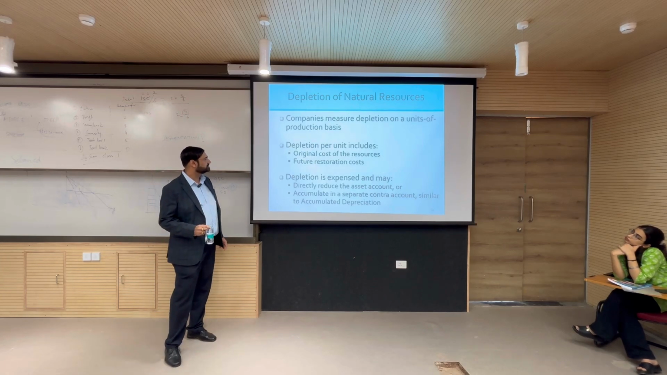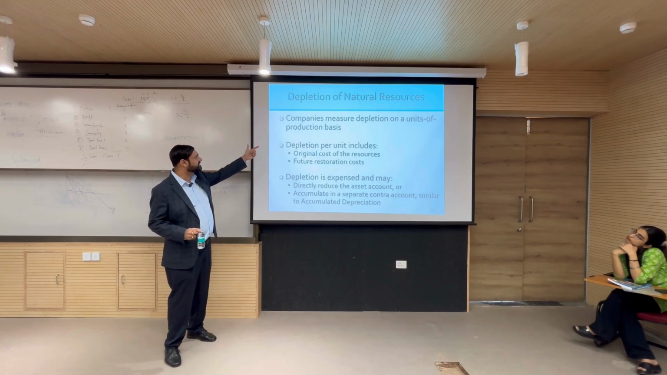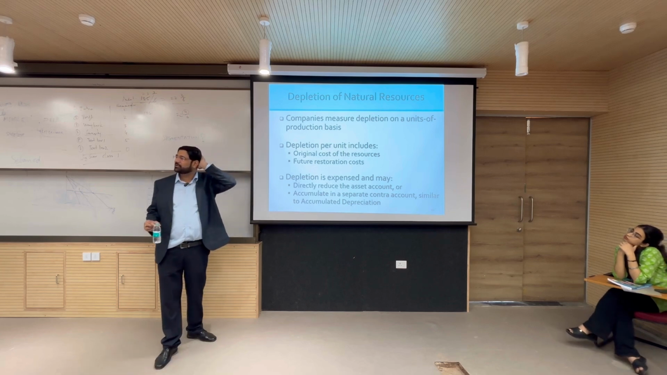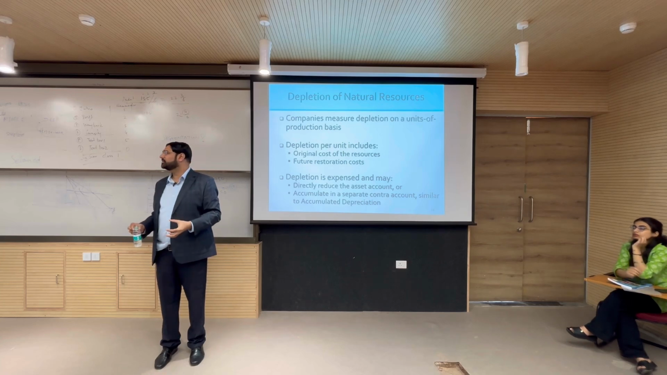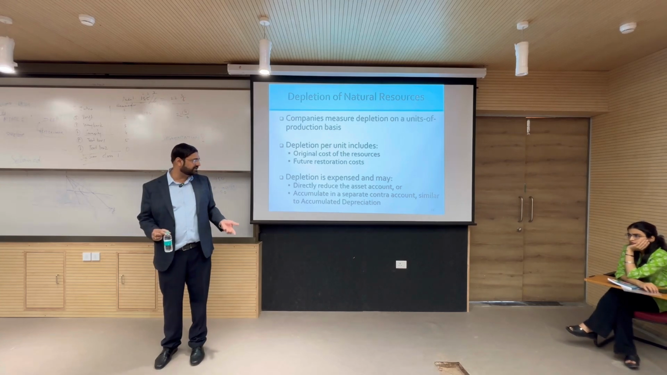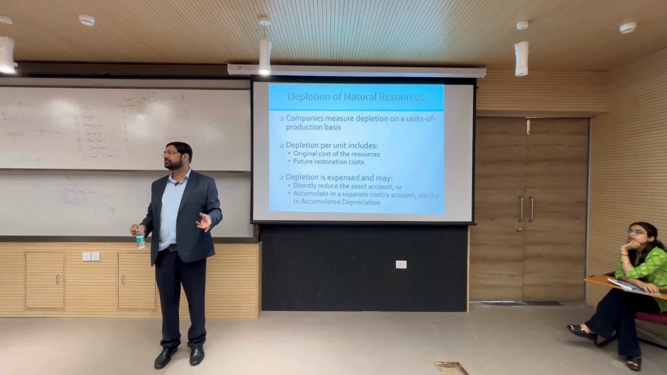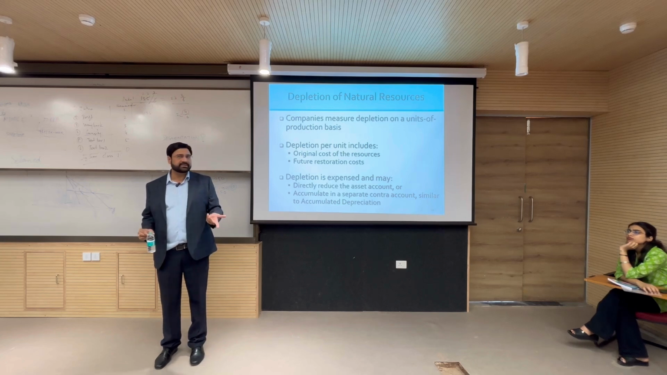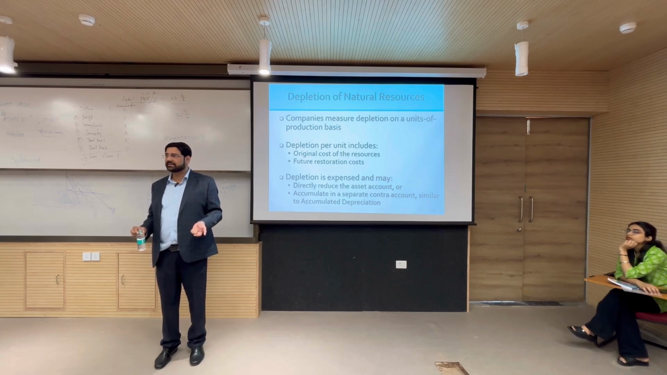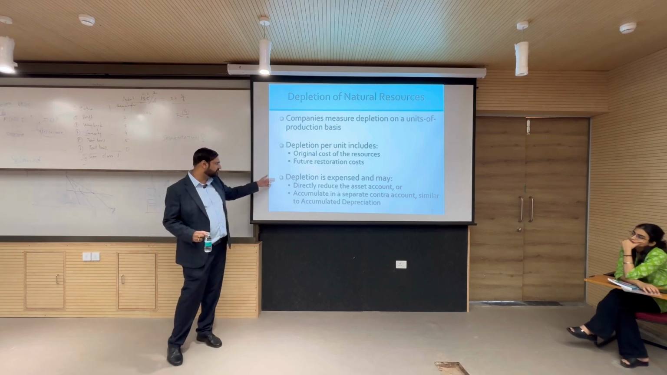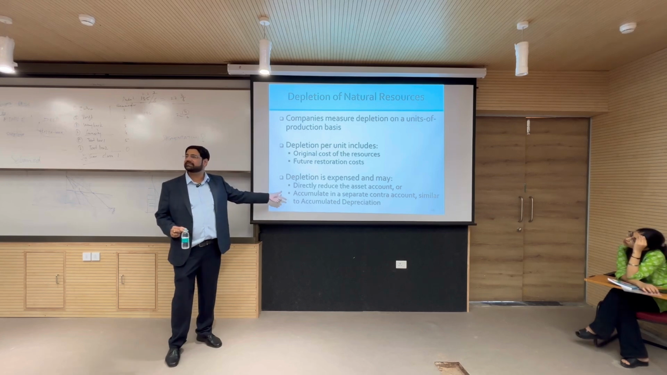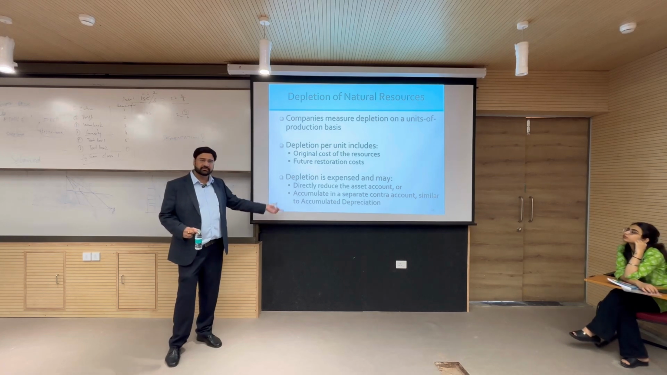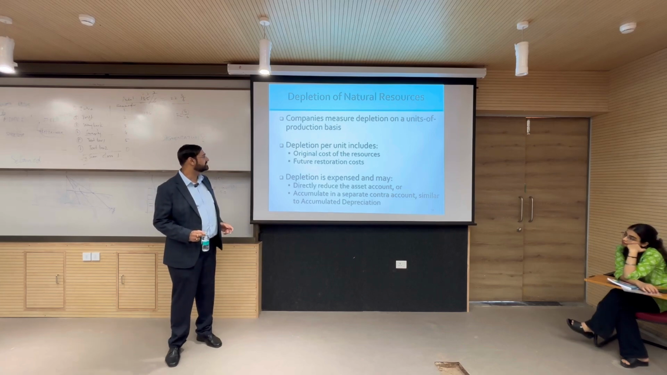Next. Companies measure depletion on a units basis. We gave that example of coal mine yesterday, do you remember? We said 10,000 tons of coal hai. This year I dug up from the coal mine, instead of 10,000 tons, I dug up how much? 1500. So on a units of production or units of service basis, how much did I dig? 15%. So I will provide 15% depreciation. Do you remember I said it yesterday? So depletion is expensed and may directly reduce the asset account, or you can put it under accumulated depreciation as a contra account, which you already know, right? Clear na? Yes. Right.